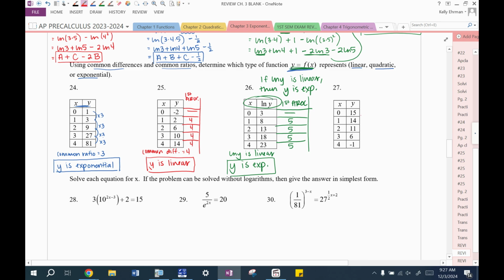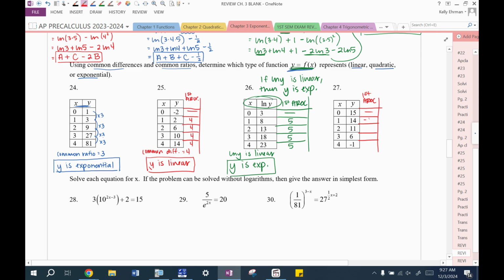So I'm checking for a common ratio. 14 divided by 5 is not the same as 11 divided by 14. So this is not going to be exponential. Is it linear or quadratic? So let's take a look. First AROC. If it's linear, the first average rate of change will be constant.